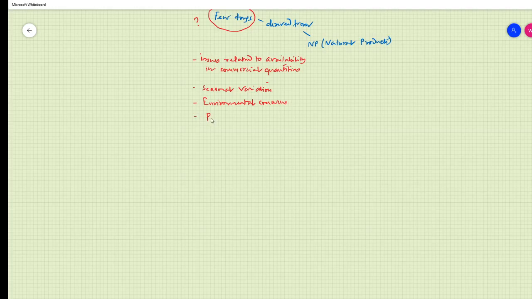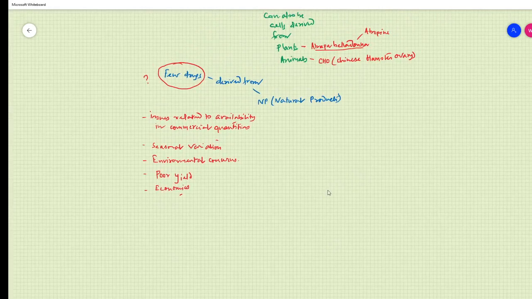Or, as we previously alluded to, the yield might be poor, which might not make economic sense. So it might all be related to economics. Those are the reasons why very few drugs are derived from natural products. But having said that, when we say few drugs are derived from natural products, it means natural products are also the source of some drugs.